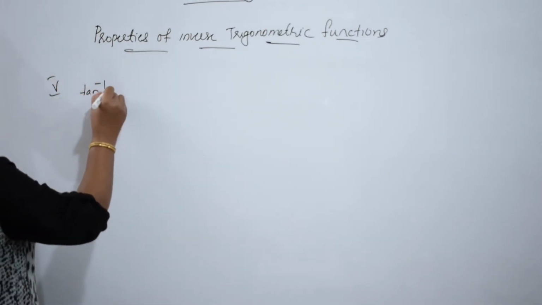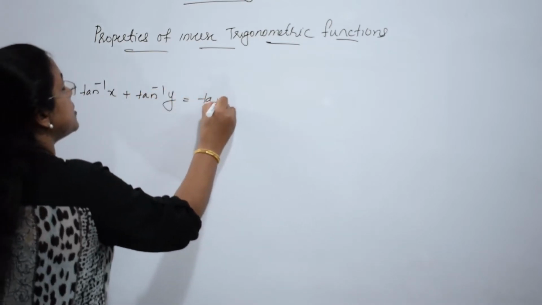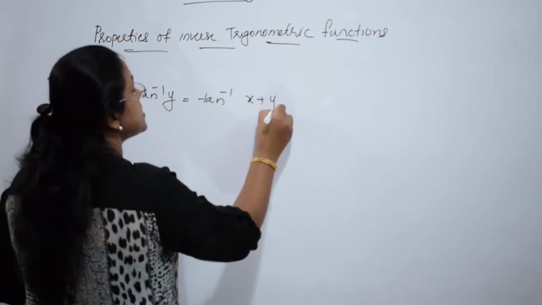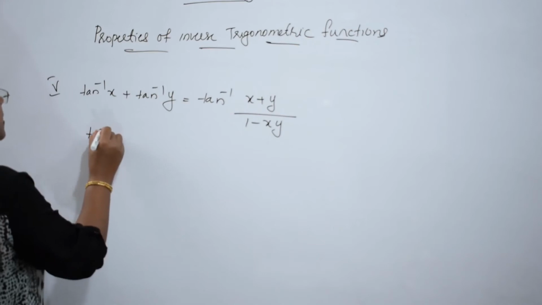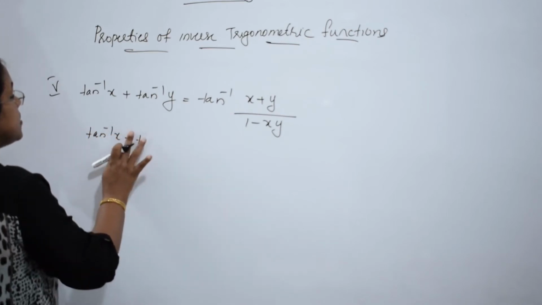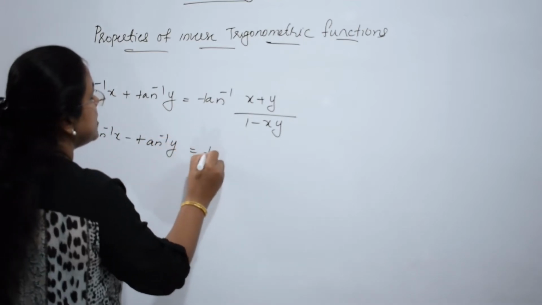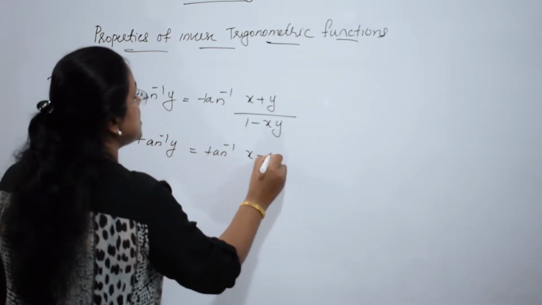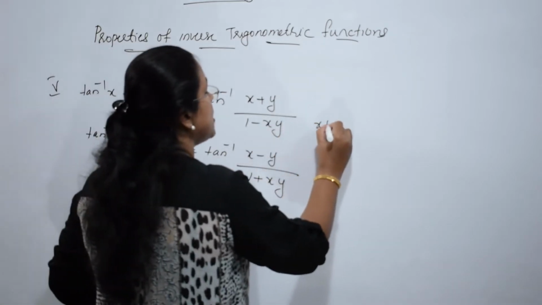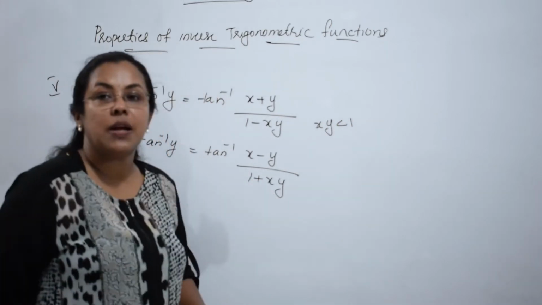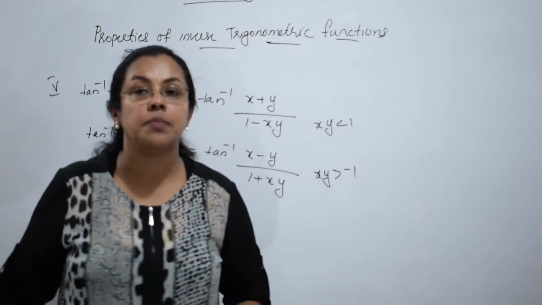tan inverse x plus tan inverse y is equal to tan inverse x plus y upon 1 minus xy, and tan inverse x minus tan inverse y is equal to tan inverse x minus y upon 1 plus xy. Here the condition is x into y must be less than 1. Here x into y must be greater than minus 1.